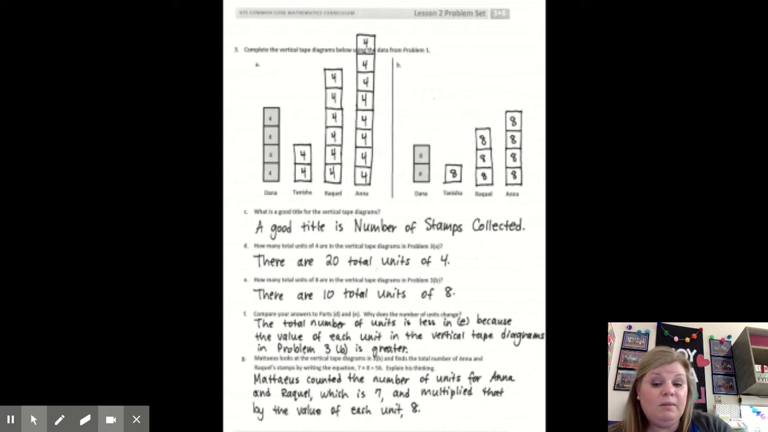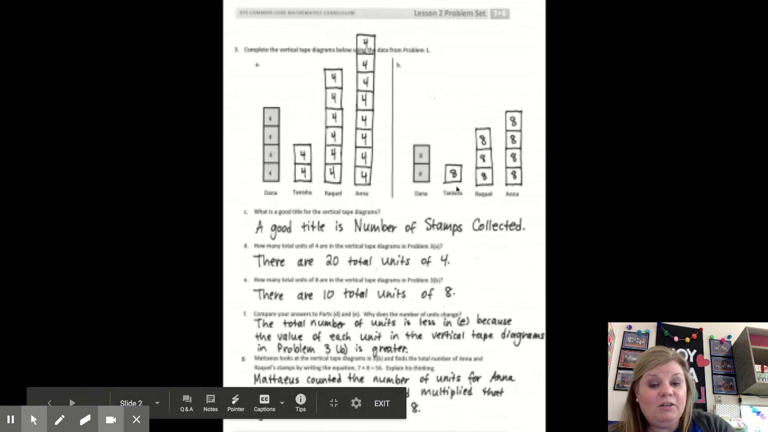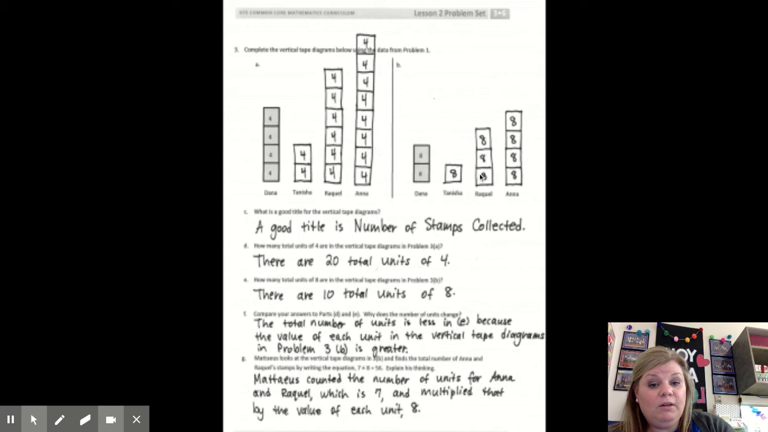I just skipped that one. This was B. Sorry. So here there are 10 total units of 8. 1, 2, 3, 4, 5, 6, 7, 8, 9, 10. Then let's go back to A. There are 20 total units of 4. 1, 2, 3, 4, 5, 6, 7, 8, 9, 10, 11, 12, 13, 14, 15, 16, 17, 18, 19, 20. So, if you notice, there are 20 of 4 and 10 of 8. And 4 is half of 8, so there's half the total.